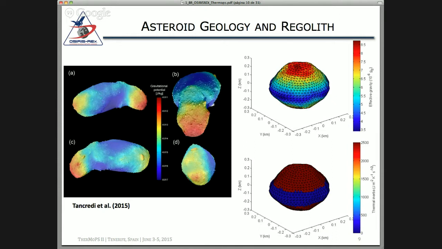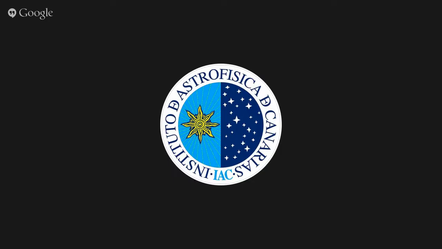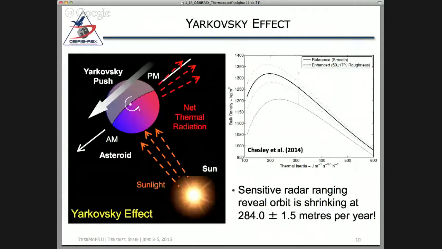The thermal inertia also drives the Yarkovsky effect. This was briefly touched upon on the first day by Alexei. Rotating asteroids with thermal inertia have afternoon sides warmer than the morning sides, which causes a photon recoil force to push the asteroid's orbit. It will either cause the asteroid's orbit to expand or shrink, depending on whether it's a prograde or retrograde rotator. Bennu has a very well known orbit, and the Yarkovsky effect was measured and found that the orbital semi-major axis of Bennu was shrinking at a rate of 284 plus or minus 1.5 meters per year. So we measured the Yarkovsky effect at less than 1% precision, which is quite remarkable.